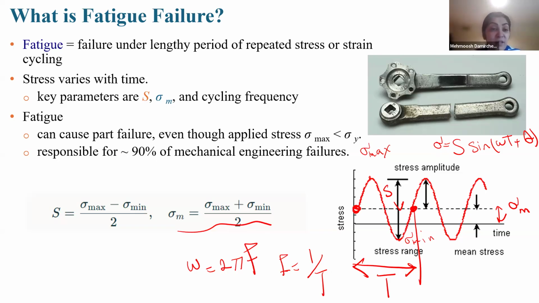So fatigue can cause part failures even though the applied stress, or sigma max, is less than the yield stress. It is responsible for 90% of mechanical engineering failures, and so it shows a critical role in fracture mechanics, and we should consider that.